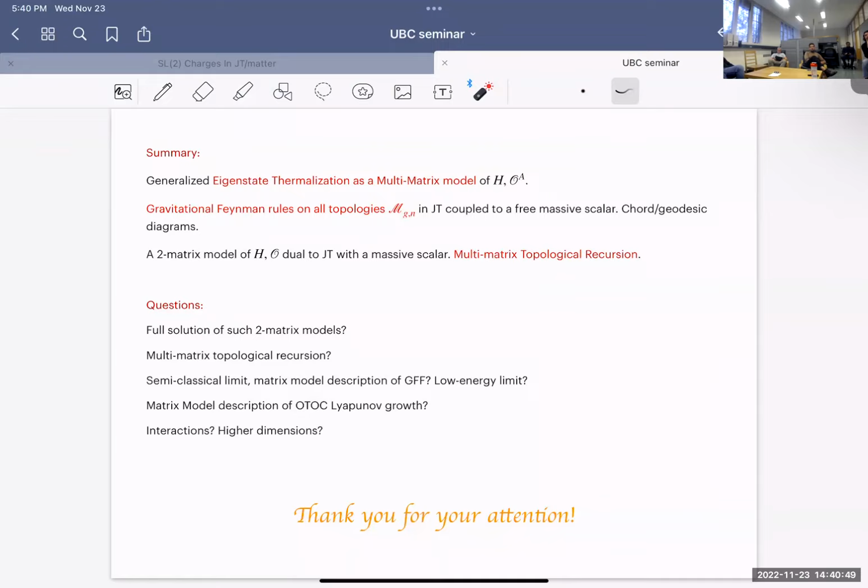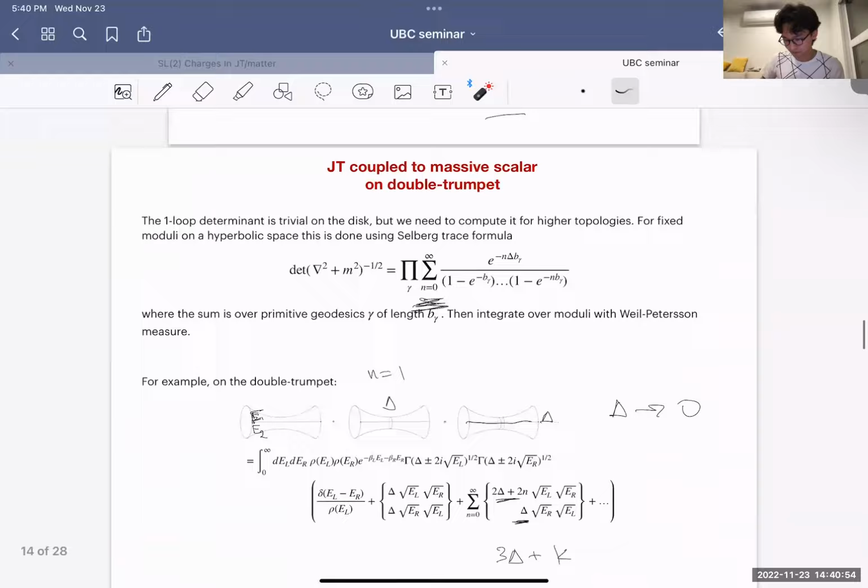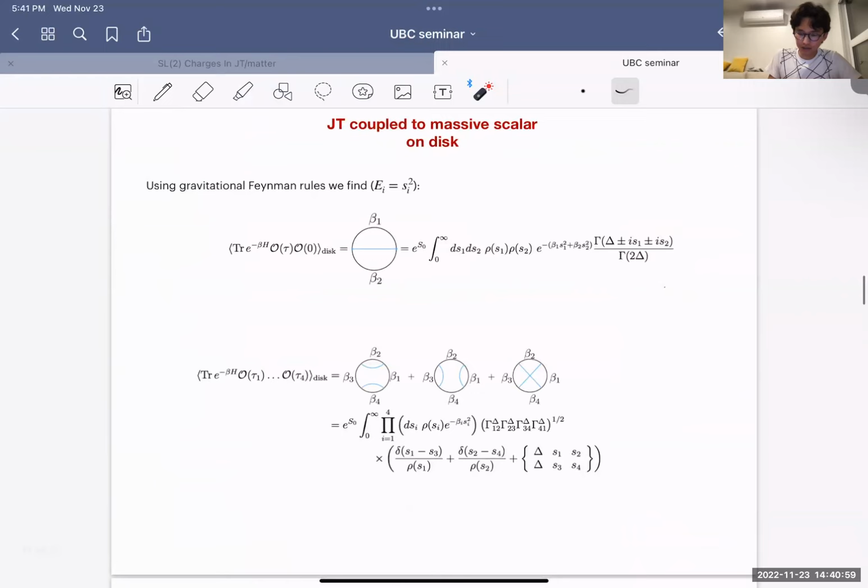Well, this answer is the same as in JT gravity. And this answer is this, where is it? Let me see. So in JT gravity coupled to a scalar, this OTOC is this 6J symbol part. It's this thing.